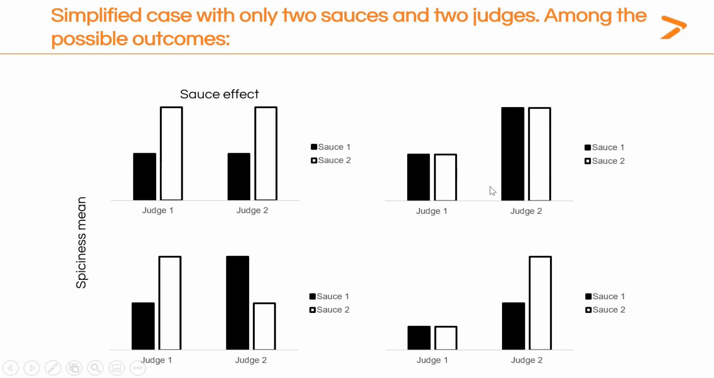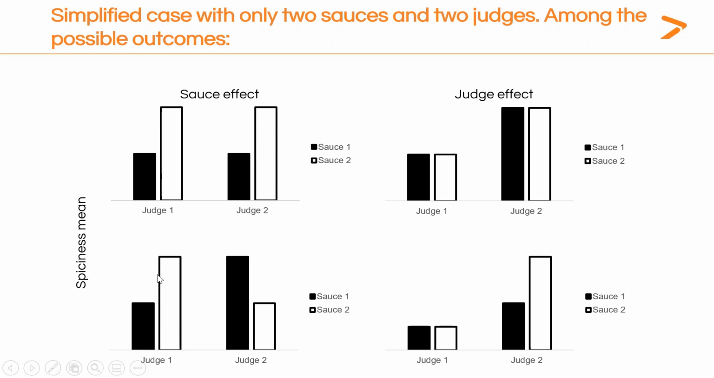Then, next case, we see that if we average the scores for judge 1 versus the scores for judge 2, there's an increase in the average spiciness. This means that there is a judge effect. But if we average the black bars together and the white bars together, we find out that there is no difference between the sauces. So here we have a judge effect. Let us take this special case where things get a little bit more complicated.